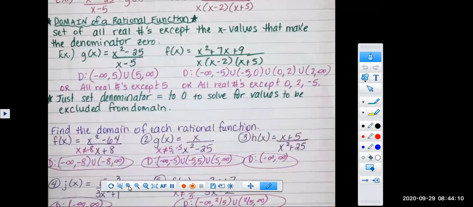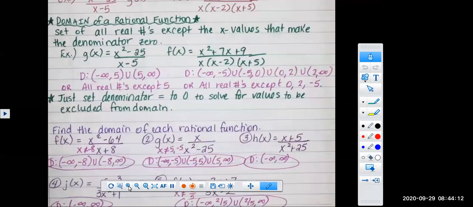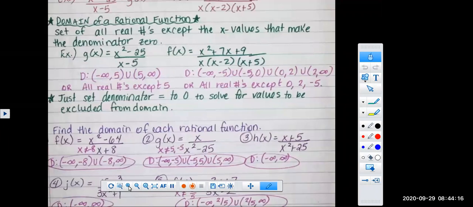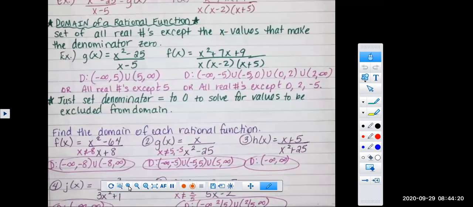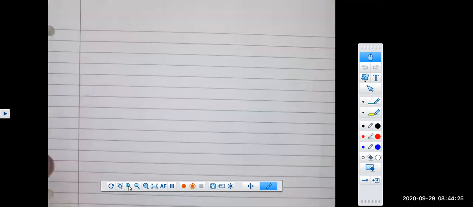So I'm just telling you again here, set your denominator equal to 0 to solve for the values to be excluded. All right, let's practice how you find domain. That's going to be the first thing you do in MATLAB as well. And I'm just going to take some examples from those that are already in your notes and work them with you.